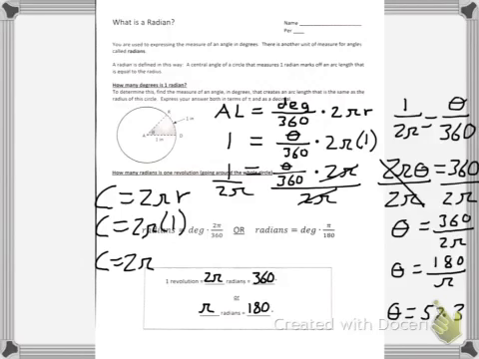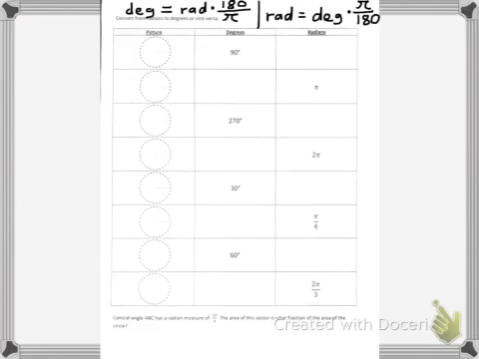Now we're going to go to the next page of our notes, and we're going to start talking about how we convert between degrees and radians. If they give us something in degrees, can we change it to radians? If they give us something in radians, can we convert it to degrees? Up here at the top, I've given the two equations and the two ways that you can convert these. Depending on what they give you, you can go back and forth between the two.